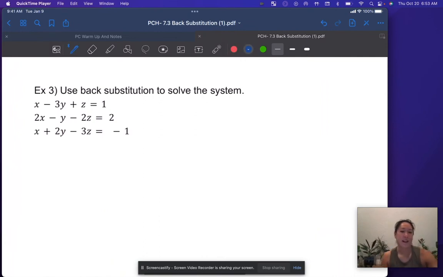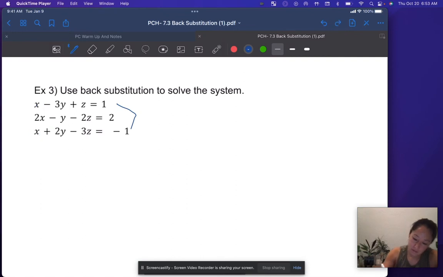Confusing. Okay, last one. So I have x minus 3y plus z is equal to 1, 2x minus y minus 2z is equal to 2, and x plus 2y minus 3z is equal to -1. So I'm going to use the top and the bottom equation first, because I noticed that there's the x and the x, so I don't have to multiply by anything really to isolate. I'm only going to multiply by -1 actually.